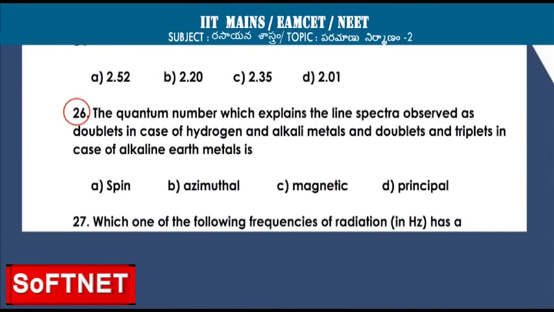The 26th question, the quantum number which explains the line spectra observed as doublets in case of hydrogen and alkali metals, and doublets and triplets in case of alkaline earth metals is. The correct option is B, azimuthal quantum number.